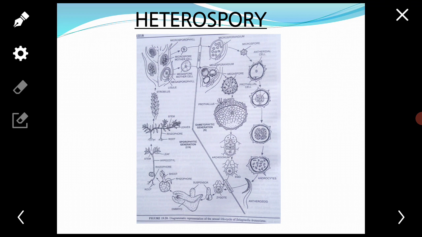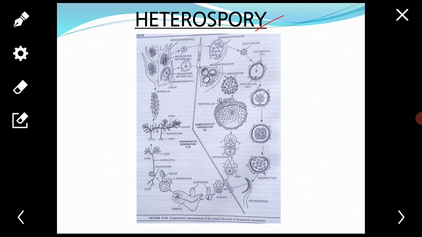Today we will study about heterospory. The production of one kind of spores that germinates to produce bisexual gametophytes is called homospory. The early land plants, bryophytes except a few, are homosporous.